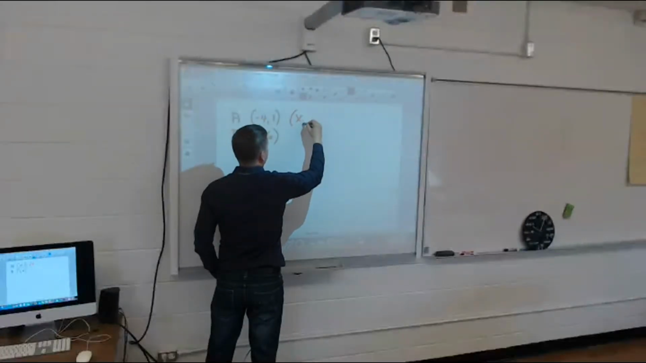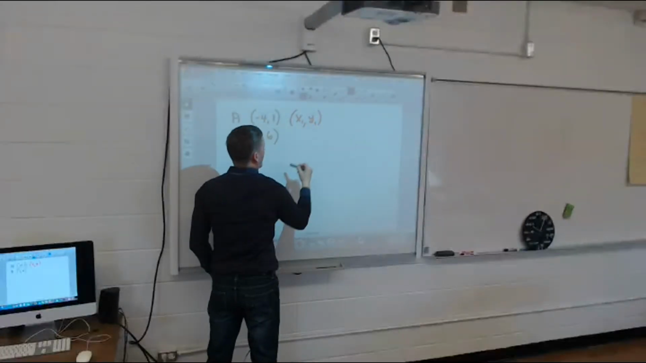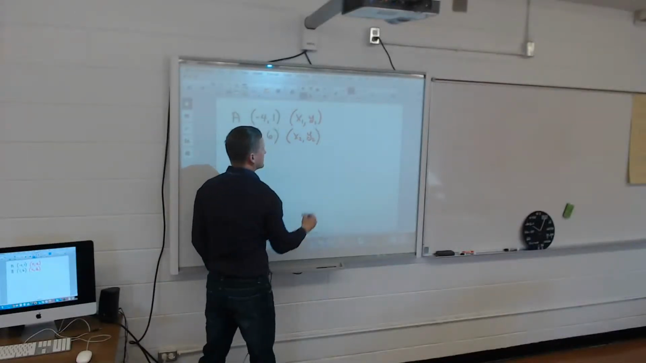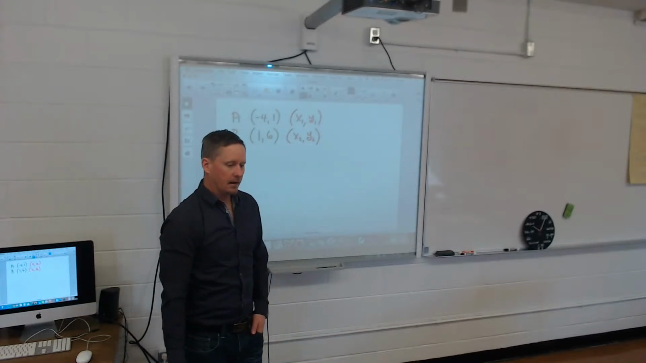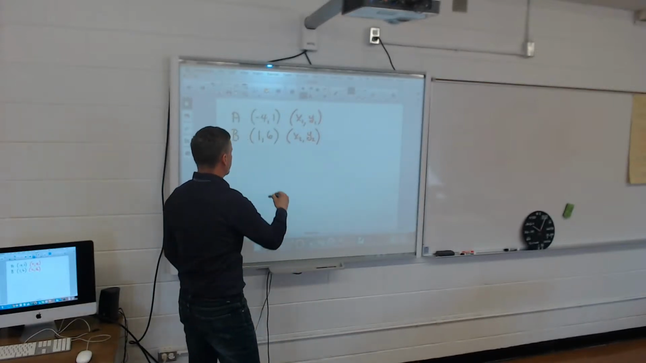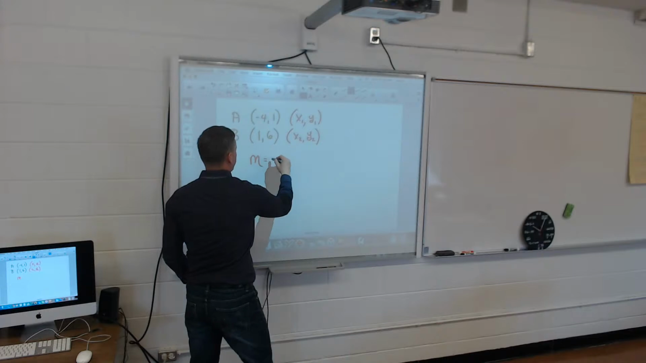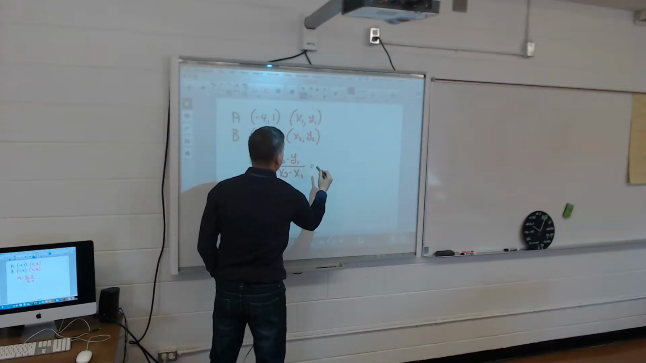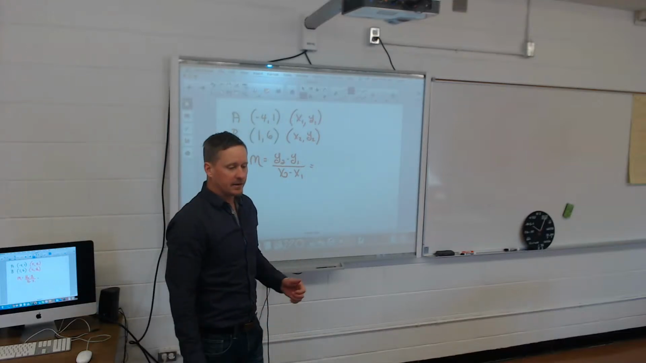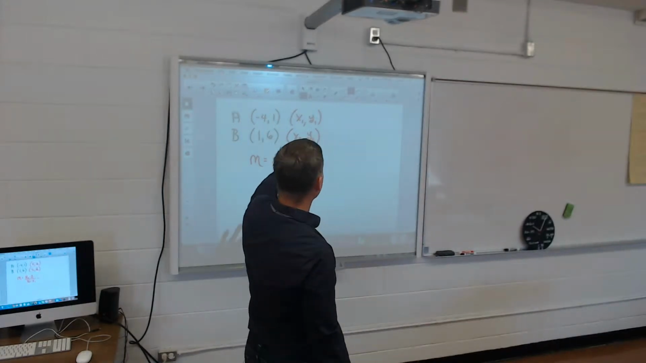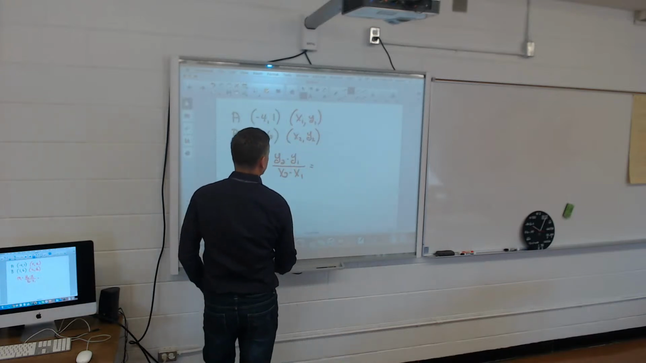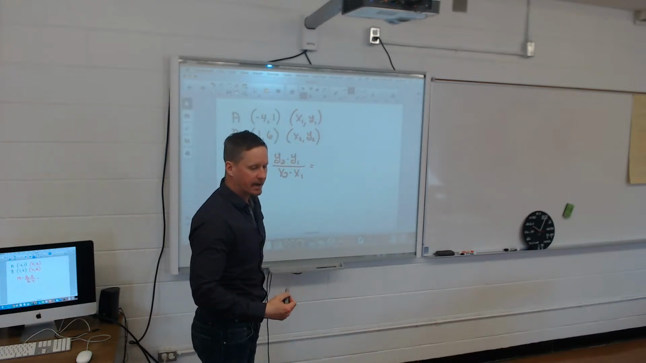That's y1, and I'm going to make this one x2, y2. And then I'm going to use my slope equation. So slope is equal to y2 minus y1 over x2 minus x1. So I've intentionally written these out so that you can clearly see where the coordinates match up and where the y's and the x's match up.